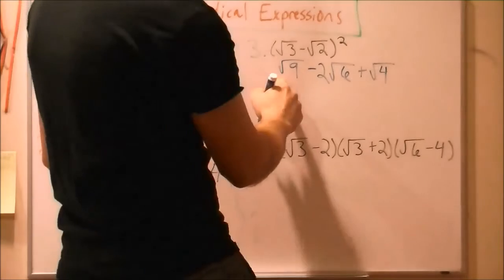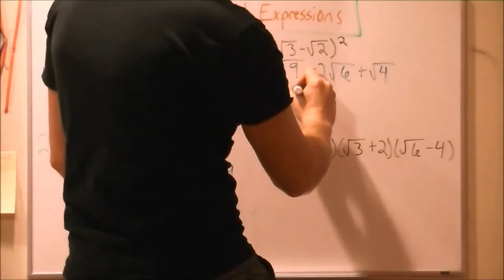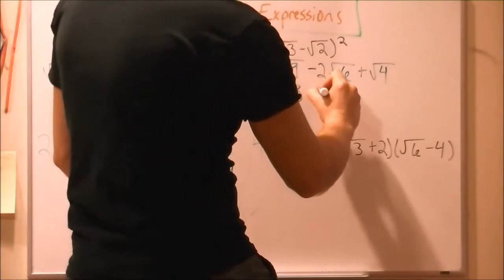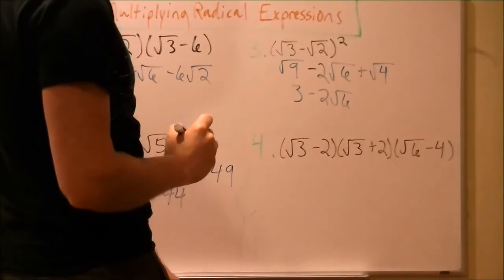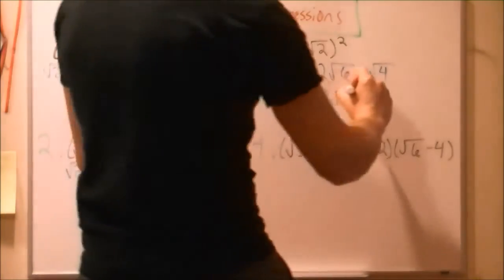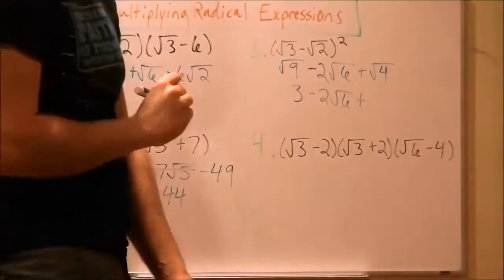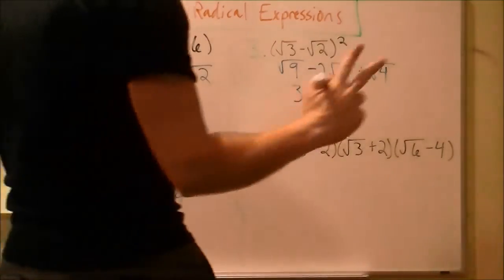Alright, from here I'm going to simplify. The square root of 9 is 3. I'm going to retain minus 2 square root 6. You can't break that down anymore. And then I have plus the square root of 4. What's the square root of 4? What times itself gets you to 4?